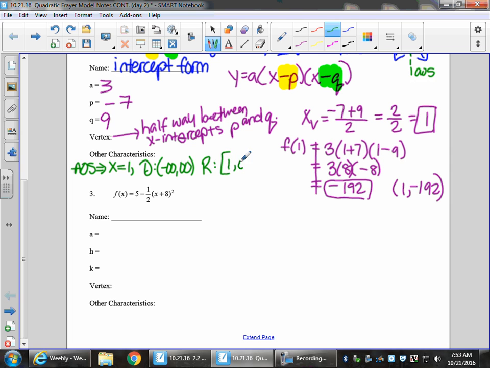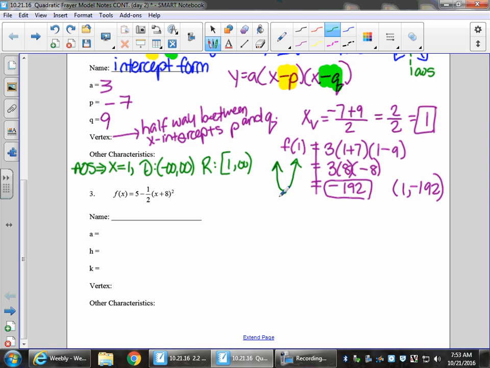Bracket 1 comma infinity. Do you guys agree with that range? Did anybody draw a sketch? Who drew a sketch? Who's about to draw a sketch? Everybody. Does this open up or down? Up. The more, if you give yourself a picture, it really helps. So I'm going to draw something that opens up.